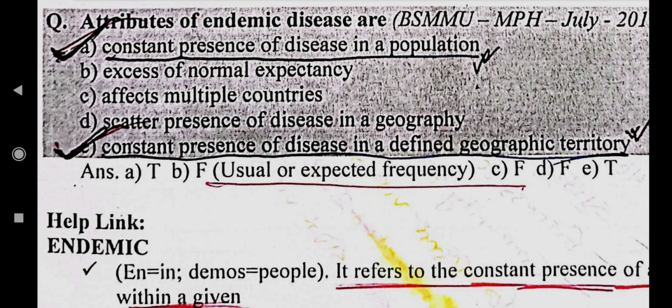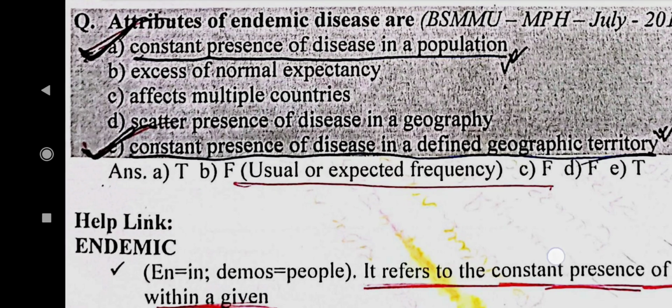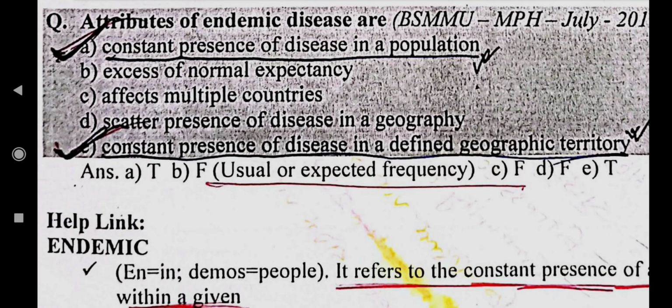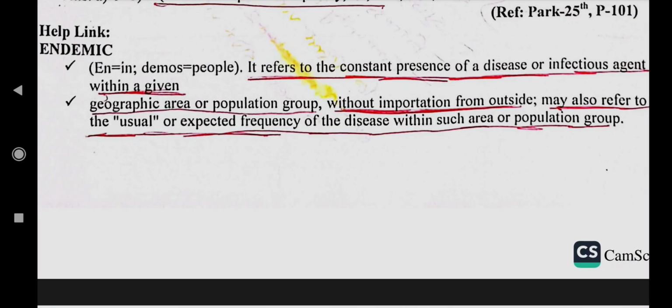Attributes of endemic diseases are. True answer: constant presence of disease in a population, constant presence of disease in a defined geographic territory. False answer: excess of normal expectancy, affects multiple countries, scattered presence of disease in a geography. Endemic refers to the constant presence of a disease or infectious agent within a given geographic area or population group without importation from outside. It may also refer to the usual or expected frequency of the disease within such area or population group.